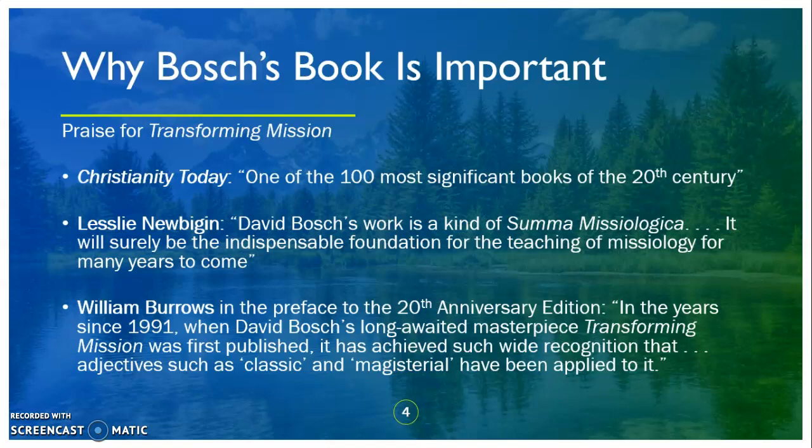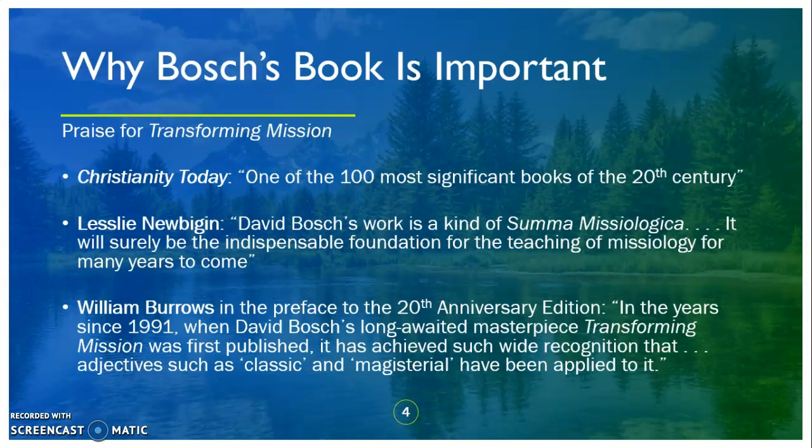He goes on to say, it will surely be the indispensable foundation for the teaching of missiology for many years to come. And that has proven to be true. I think David Bosch's work is still unsurpassed and is still being used to teach missiology, as I'm also doing here with you in this course.